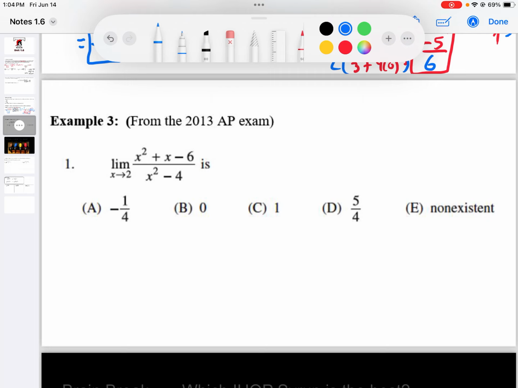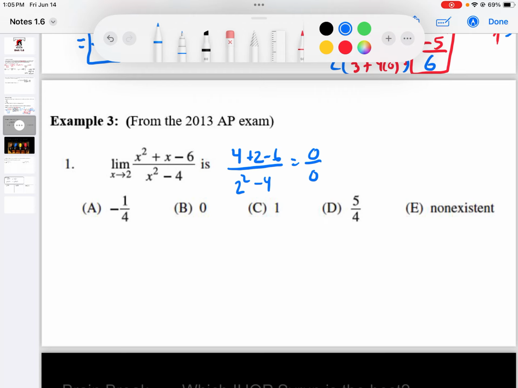All right, so this is an actual question from the 2013 AP exam. It says, what's the limit as x approaches 2 of this problem right here? So the first thing I'm going to do is plug in 2. I get 4 plus 2 minus 6 over 2 squared, which is 4 minus 4. And I see I get 0 over 0. That's that indeterminate form. When that happens, we know there's a hole where x is 2.